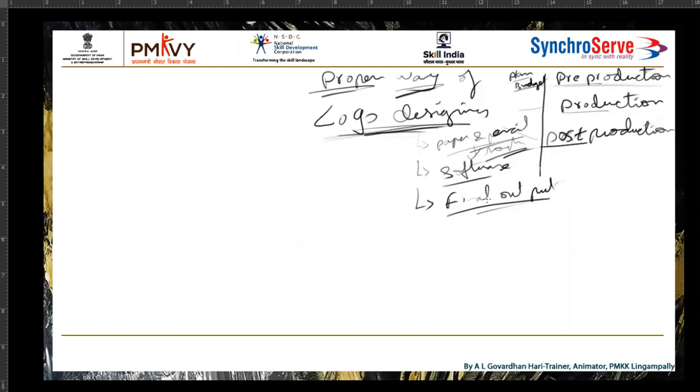Okay, so these are the three points you will be doing in production. And post production means refining. The refining of that product comes under post production. Briefly, this pre-production, production and post production we will be discussing in further classes, tomorrow, or else next class on Tuesday. Okay, so now we have to plan.